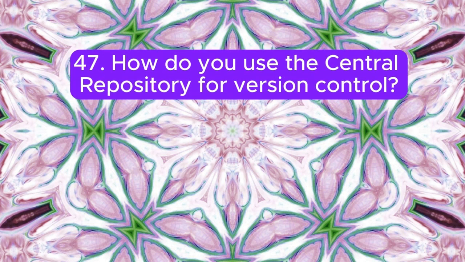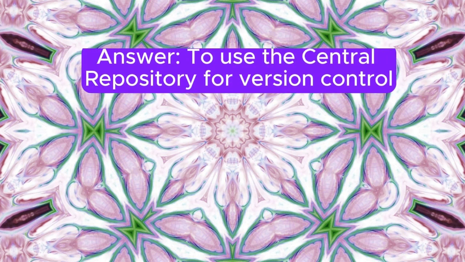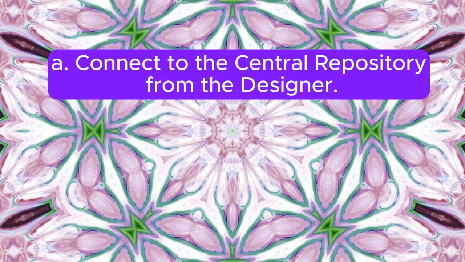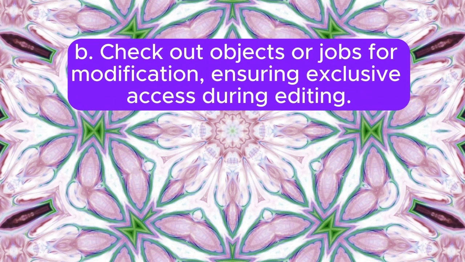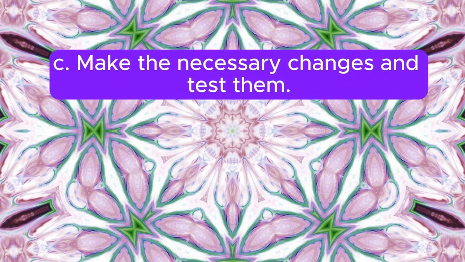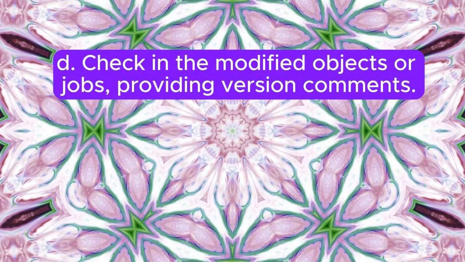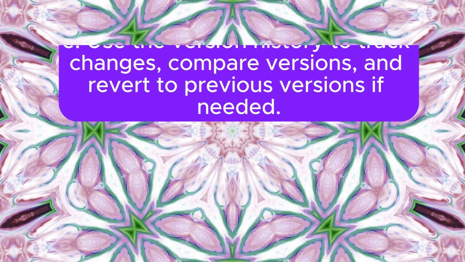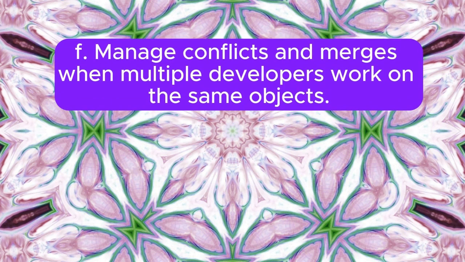47. How do you use the central repository for version control? Answer: to use the central repository for version control. A. Connect to the central repository from the designer. B. Check out objects or jobs for modification, ensuring exclusive access during editing. C. Make the necessary changes and test them. D. Check in the modified objects or jobs, providing version comments. E. Use the version history to track changes, compare versions, and revert to previous versions if needed. F. Manage conflicts and merges when multiple developers work on the same objects.